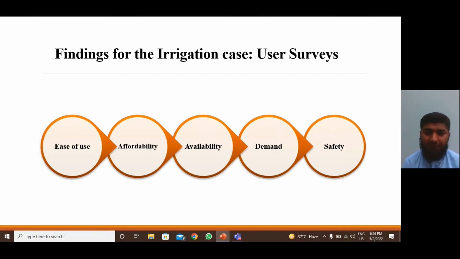The last one is safety factor. As far as the safety factor of the pump is concerned, there is no risk of electric shock from the wires. While on the other side, in diesel pumps and electric pumps, there is a threat of electric shock, especially in electric pumps. Like our children or adults may be electrically shocked when they touch the system.